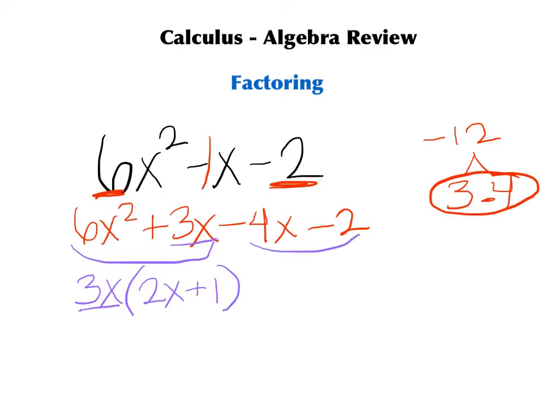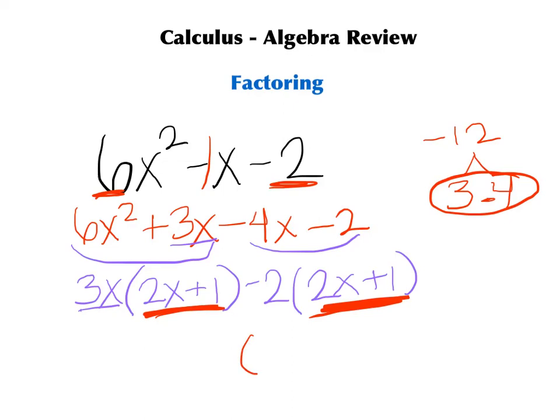Okay, now I'm going to look at the second group. I see a negative, so I factor out a negative. The GCF of the next group then is negative 2. So I divide both terms by negative 2, and I get 2x and then plus 1. Now notice here that 2x plus 1 is the same as this 2x plus 1. That'll always happen if you're doing this correctly. That's actually one of your factors, 2x plus 1.